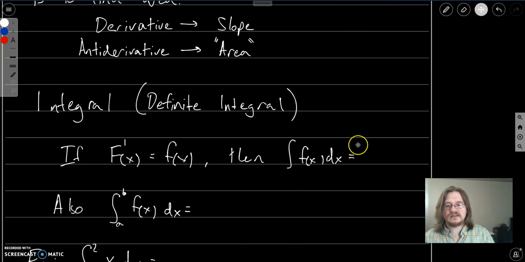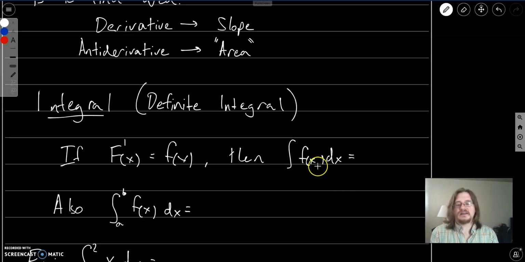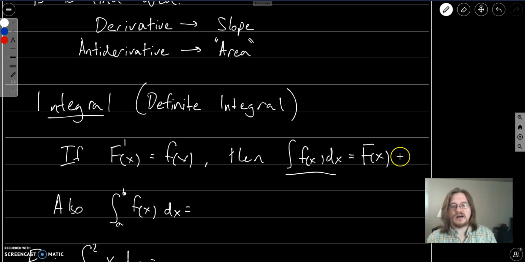When we take the antiderivative, sometimes you'll hear it referred to as the integral. And so the antiderivative looks like this. If you take a function and we know what its derivative is, when we take the antiderivative, we get back the original function. But there's going to be this constant here.